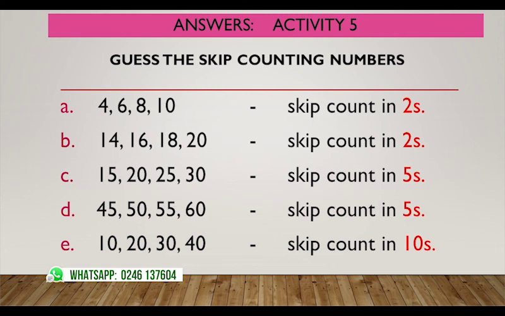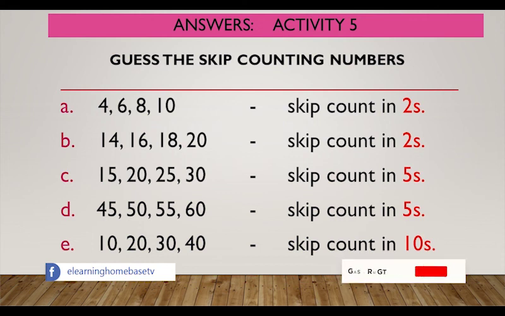For C, we have 15, 20, 25, and 30. Skip count was in fives. D, we have 45, 50, 55, 60. Our skip count was in fives. Then we have 10, 20, 30, and 40. With this one, our skip count was in tens.